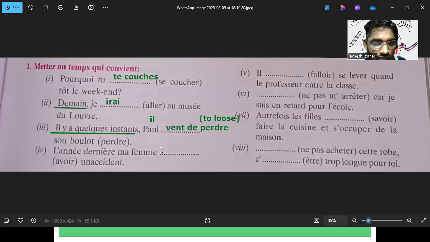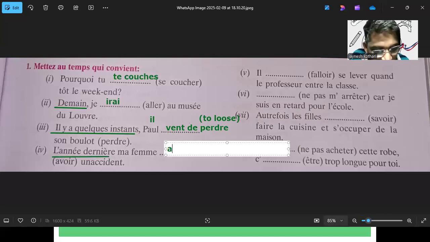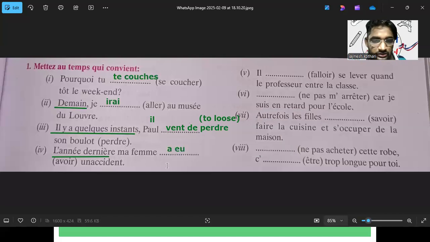Fourth one, l'année dernière, last year. Okay, guys, last year, so now this is going to be the passé composé. Last year my wife had an accident. Subject plus avoir plus past participle. The past participle of the verb avoir is eu. So, last year my wife had an accident.